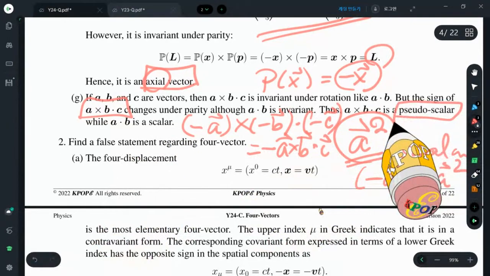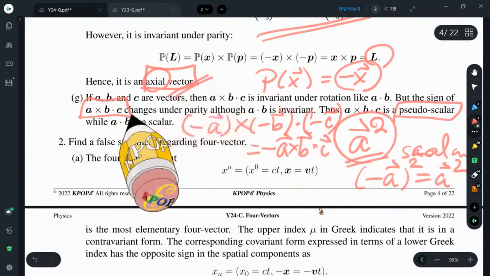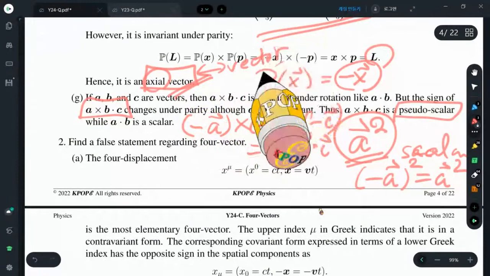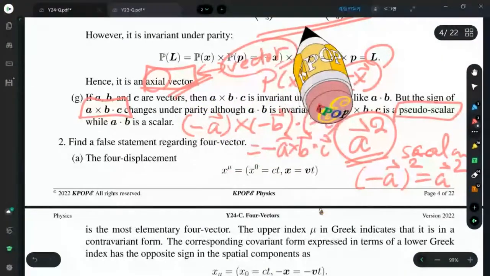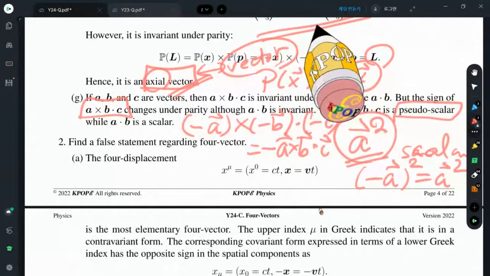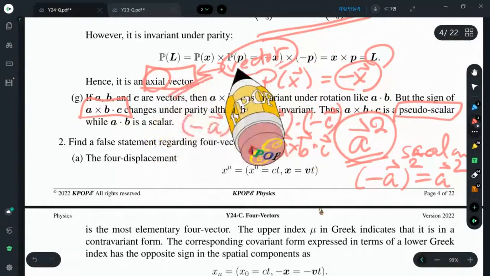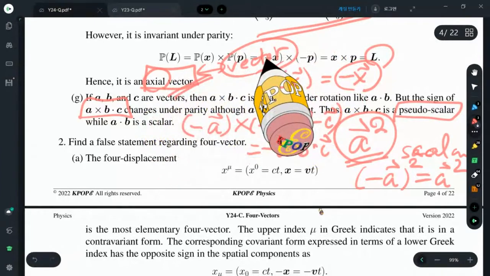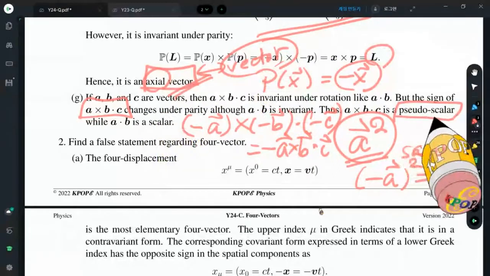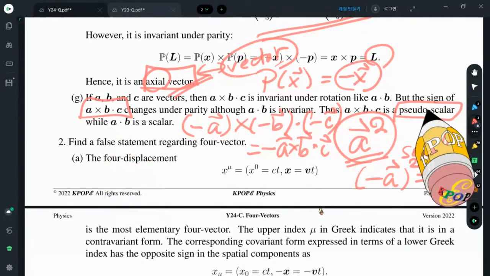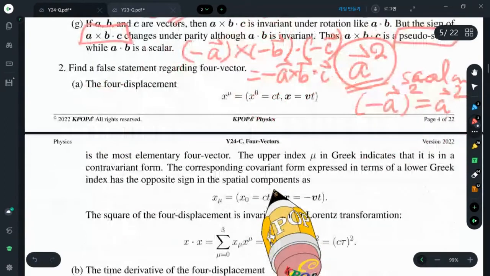Pseudoscalar. So axial vector and vector, they are the same under rotation. However, on the parity, they are different. Pseudoscalar and scalar, they are the same on the rotation. However, on the parity, they have different sign.